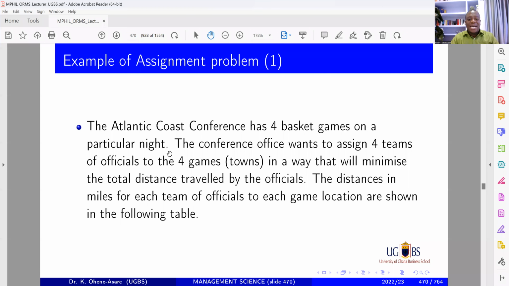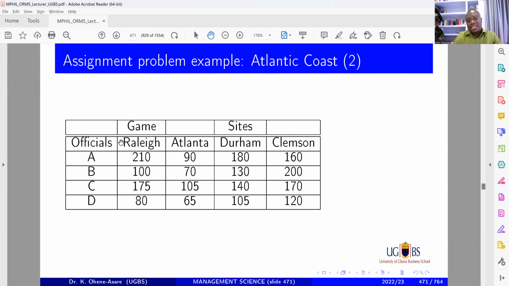This is an Atlantic Coast Conference game. It's a basketball game, even though I described a football game before. Basketball games are usually played at night. The people in charge, the conference office, want to assign 4 teams of officials to the 4 games. The games are happening in the towns, but they want to assign them in such a way that it will minimize the total distance traveled by the officials. Let me show you the distance and you will understand.